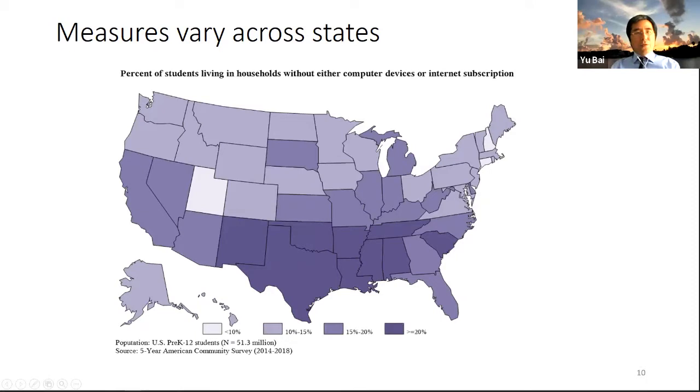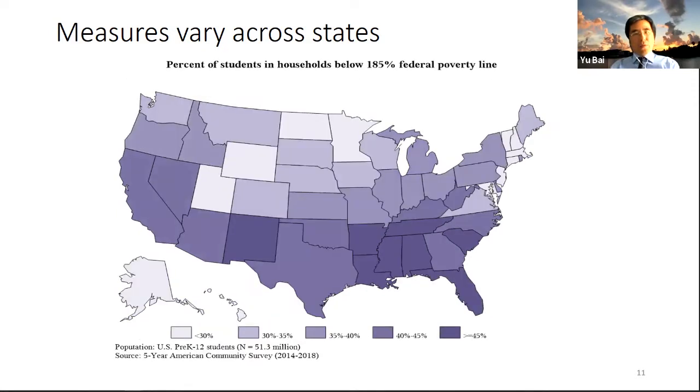This graph shows the percent of students living in a household without the minimum technology to support remote education. We can see 10 states with a percentage greater than 20, and another 15 states with a percent below 15 or 20. And in terms of students living in a household below 185% federal poverty level, the percent is greater than 45% in 9 states.